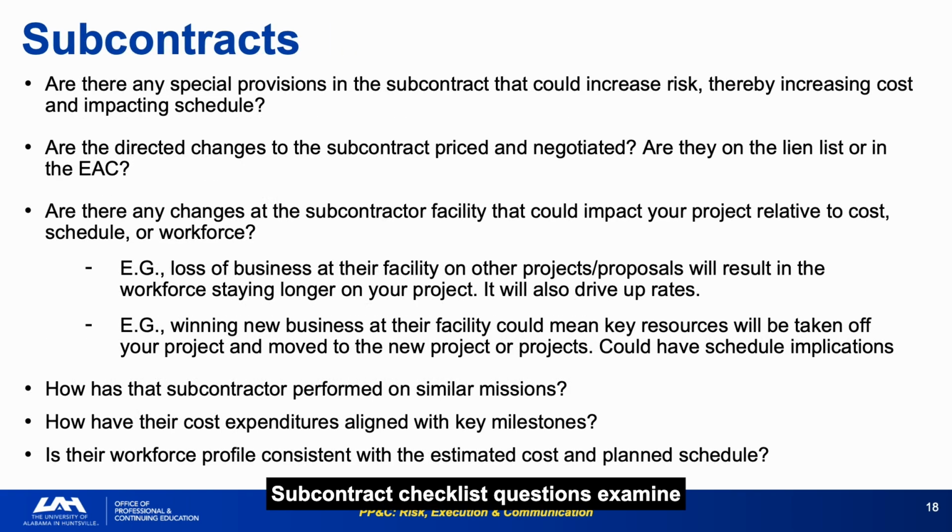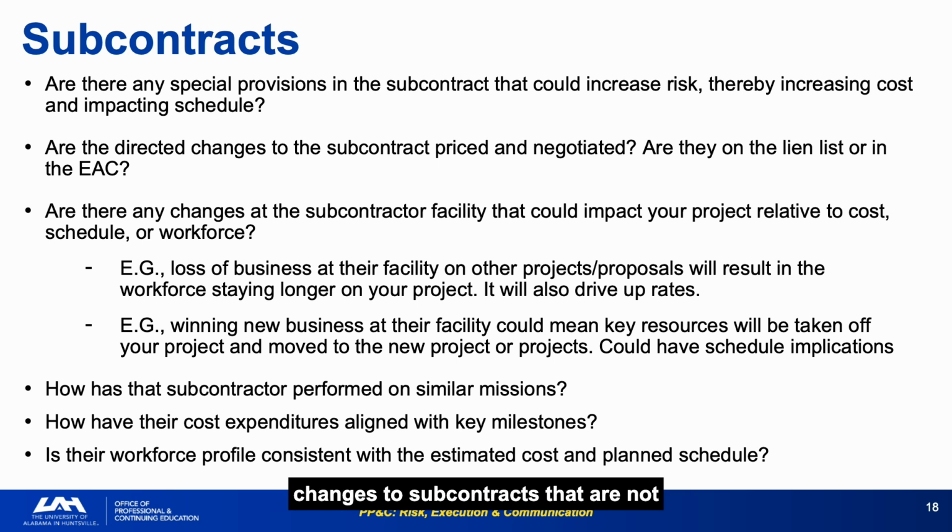Subcontract checklist questions examine special provisions, directed change pricing status, facility-level changes at the subcontractor level, historical performance on similar programs, and cost-to-milestone alignment. The two contractor business change scenarios, losing other business so key resources stay on your program longer, and winning new business so key resources get pulled off, represent opposite risk directions that the same underlying condition can create, depending on which way the contractor's book moves.